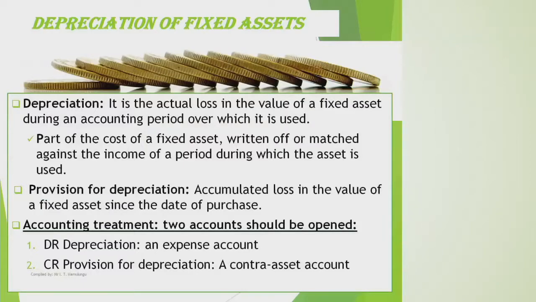Okay, we also have to make provision for depreciation. Provision for depreciation is the accumulated loss in the value of fixed assets since the date of its purchase. How are we going to treat this in our books? We are going to debit depreciation, since depreciation is an expense, and we are going to credit provision for depreciation, a contra asset account.